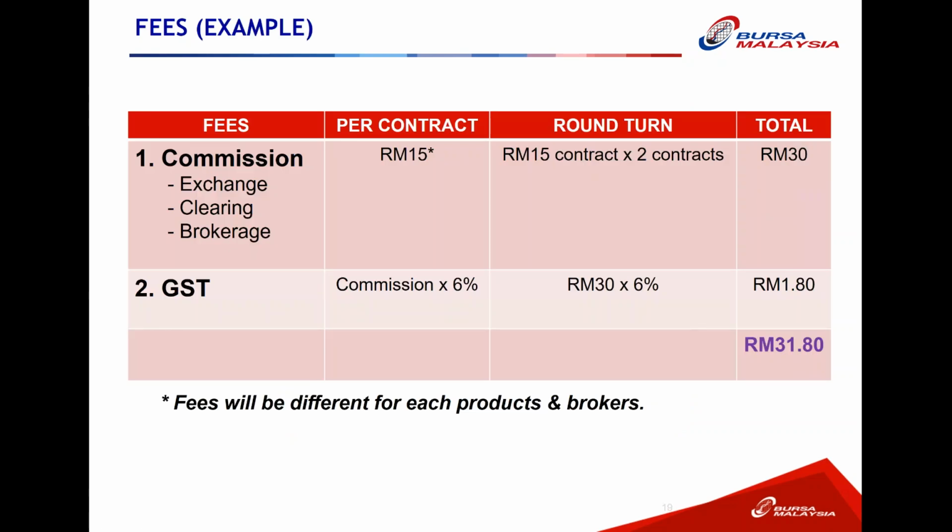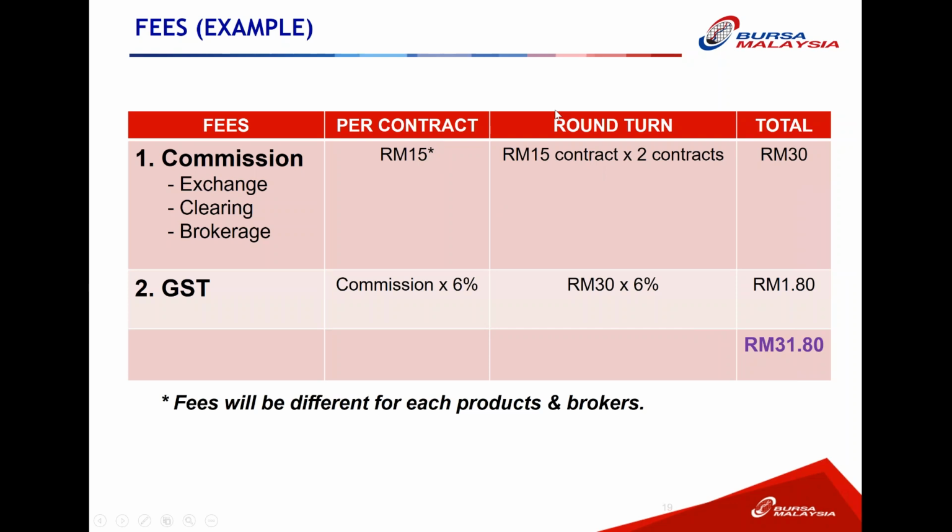Let's say, for example, a broking house charges you, for illustration purposes, 15. Now, this 15 will vary for different products and different brokers. For example, if you trade FKLI and you trade FCPO, the contract commission will be different. If you trade intraday and you trade overnight, the commission will be different. It depends. For illustration purposes, to ease our calculation, I use 15.